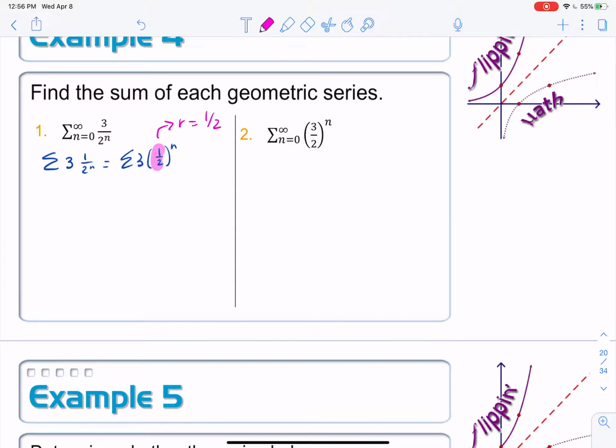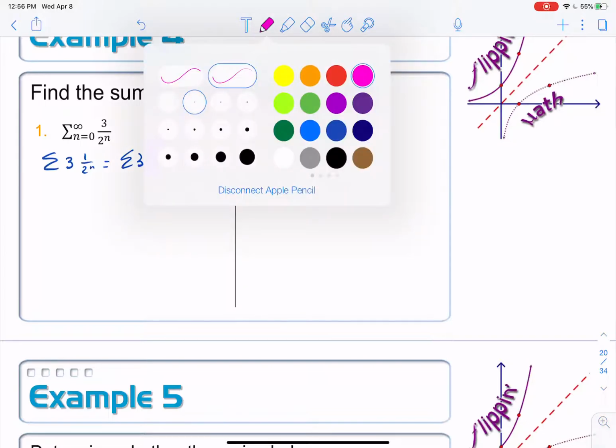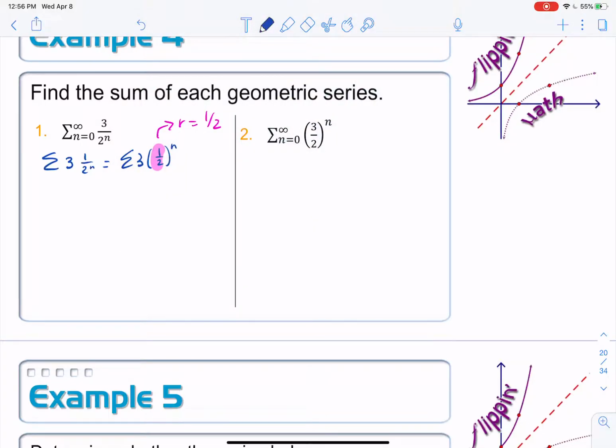Well, if R is equal to 1/2, then this thing is going to converge. And on questions like this, if it appears on a free response question on the AP exam, you want to point it out. You want to say that this thing converges since R, or maybe even the absolute value of R, is less than 1. All right, now I know that it converges.